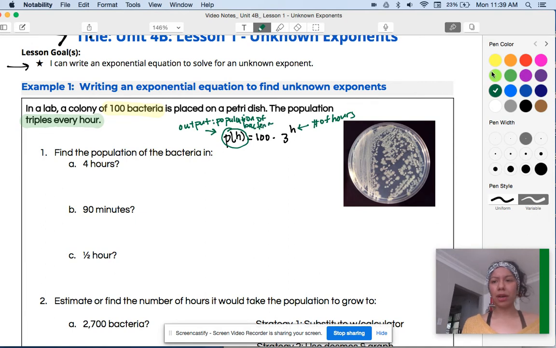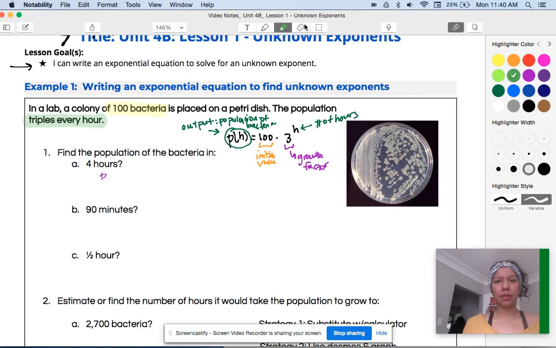Okay, so also just to recall, 100 represents our initial value, and 3 represents our growth factor, which was given in the problem. Cool. So once we have all of those parts, all we have to do is use this equation to solve for each of these different points of the hours.